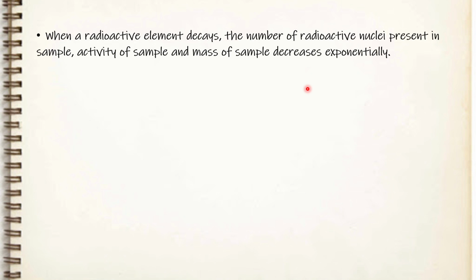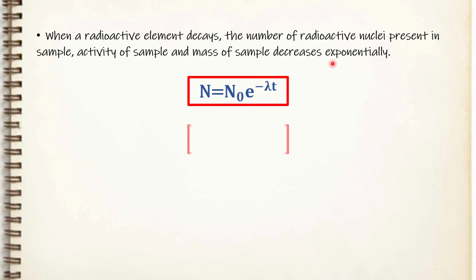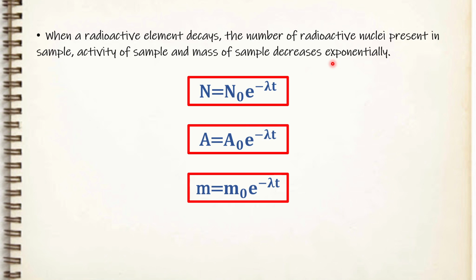Now, when a radioactive element decays, the number of radioactive nuclei present in the sample, the activity of the sample, and the mass of the sample decrease exponentially. So the equation is... Now, whenever you use these equations, you must make sure the unit of lambda and time are the same. That is, if you find lambda in per second, time should be in seconds. If it's in per year, then this should be in years, because only then they will cancel.